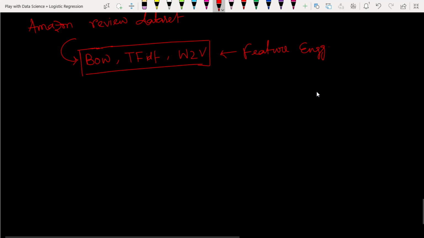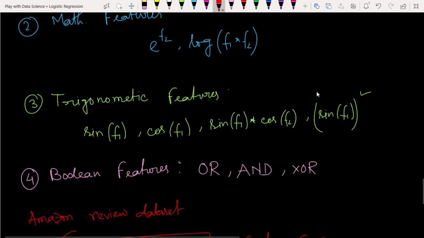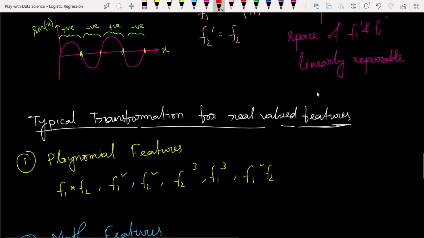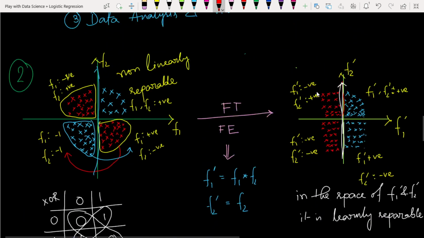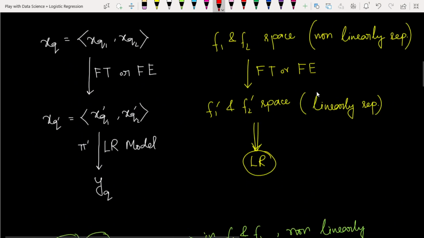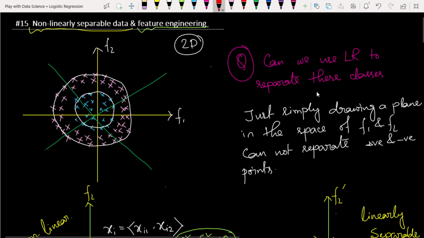Okay, I think it is now clear. Are you all clear about it? What is feature engineering and how is it useful to convert non-linear data to linearly separable data? And it is not only useful for that, it is useful in various aspects of machine learning. Just see step by step.